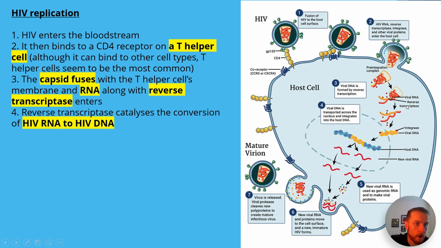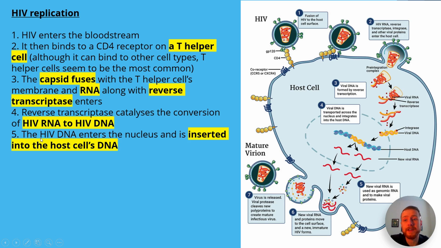We've got our RNA, reverse transcriptase, forming viral DNA there. Now 5, the HIV DNA enters the nucleus and is inserted into the host cell's DNA. So we can see that there. We can see this yellowy orange piece of viral DNA within the host cell's DNA there.